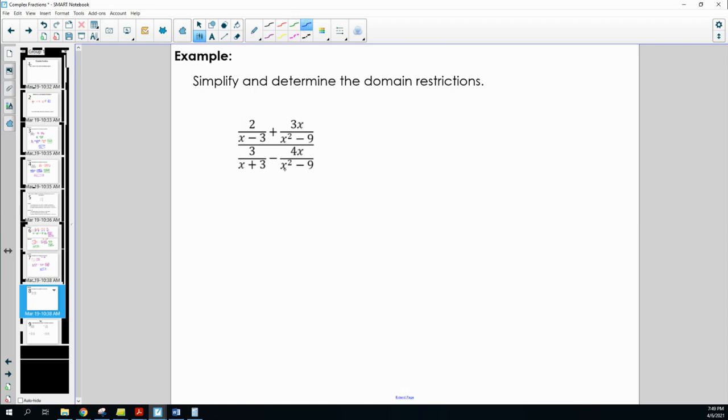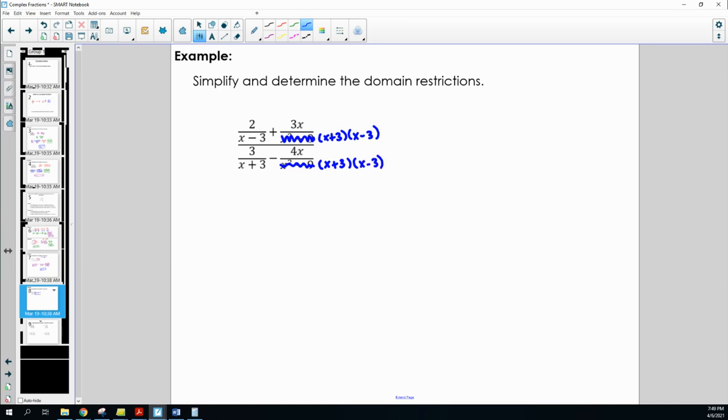Now notice here, these denominators are not factored. So remember the steps from when we were adding and subtracting rationals. The first step is always to factor all of your denominators. So this x squared minus 9, that's actually going to be x plus 3, x minus 3, because I can use difference of squares. So I'm just going to cross this out and rewrite it as x plus 3, x minus 3. Same thing for this one. X squared minus 9, I'm just going to make that x plus 3, x minus 3.